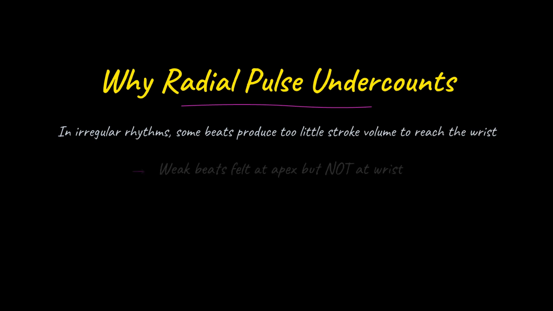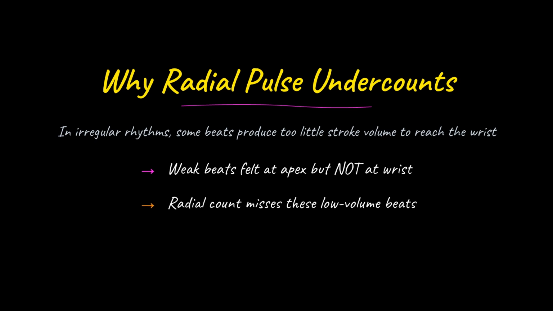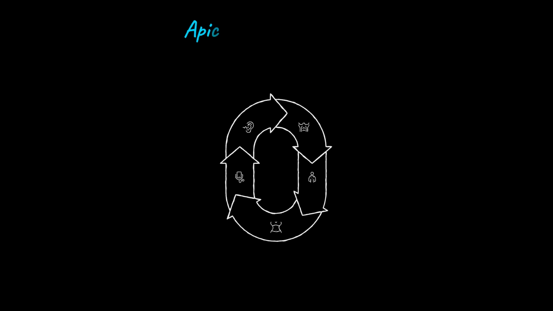And they still count. The radial artery only receives beats with enough stroke volume to perfuse the periphery. In atrial fibrillation, early or poorly filled beats are audible at the apex, but produce no palpable wave at the wrist. So the radial count systematically undercounts the true heart rate.